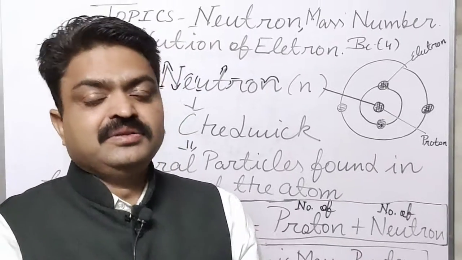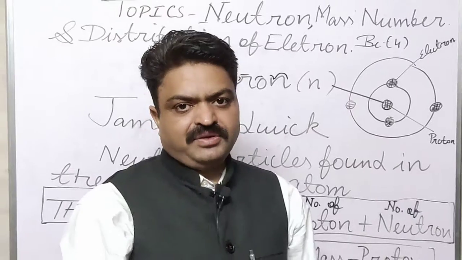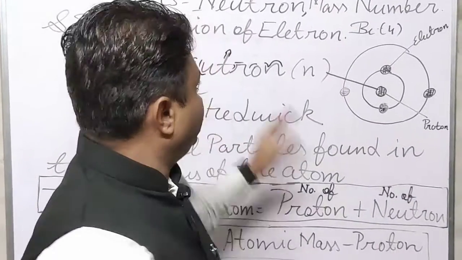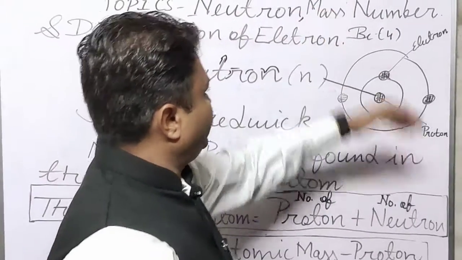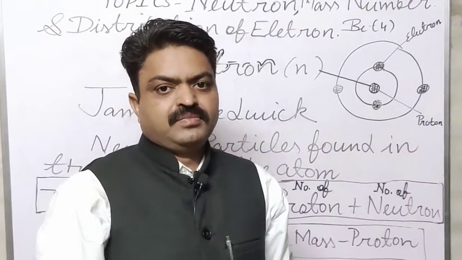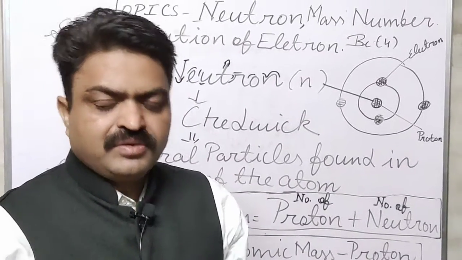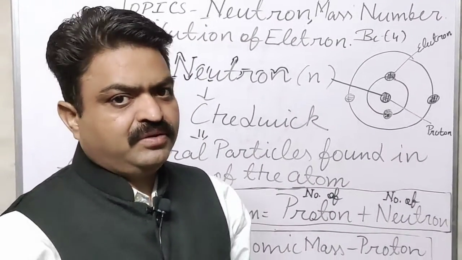Today we will discuss three important topics that are given after the Niels Bohr model. First is neutron, second is mass number and third is distribution of electron. So what is neutron, student? I have given you the introduction of the neutron.